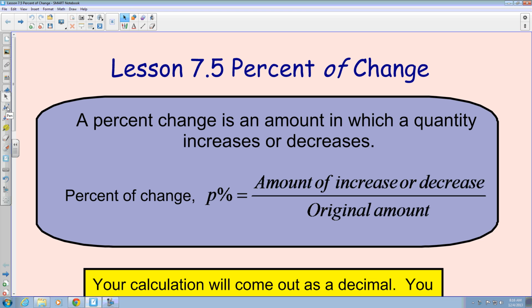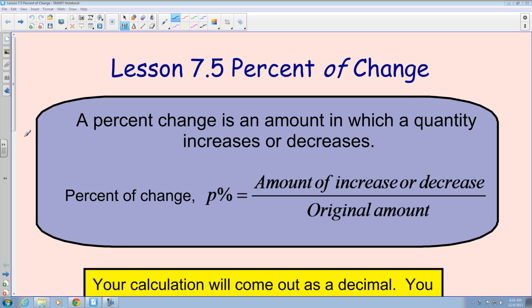We are in section 7.5 where we're going to talk about percent of change. Now, the percent of change is an amount in which a quantity either increases or decreases. So, to find the percent of change, which is denoted as P% in this case, it's going to equal the amount that it either increases or decreases, divided by the original amount.